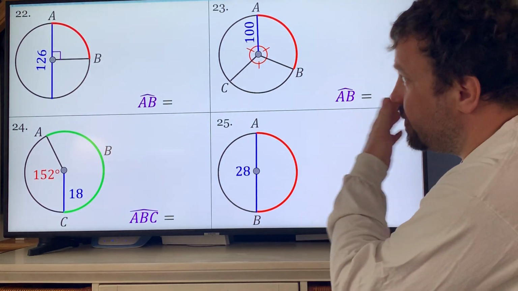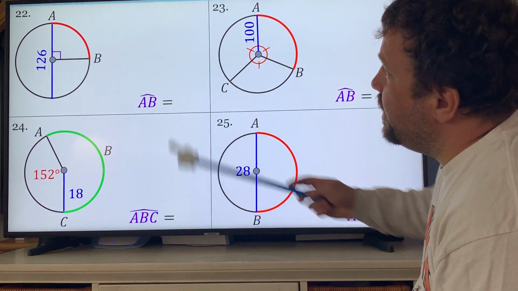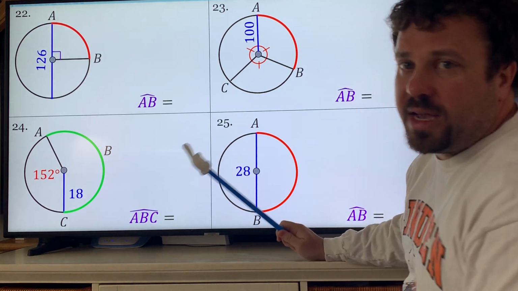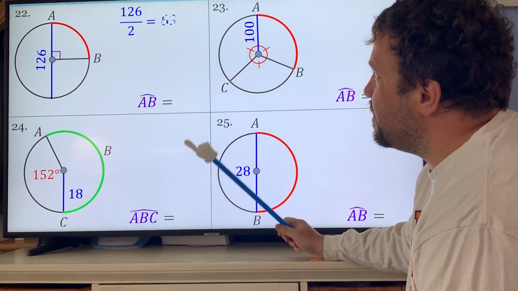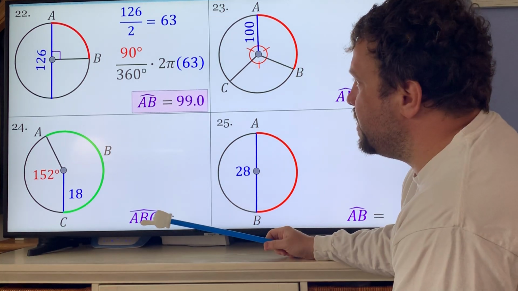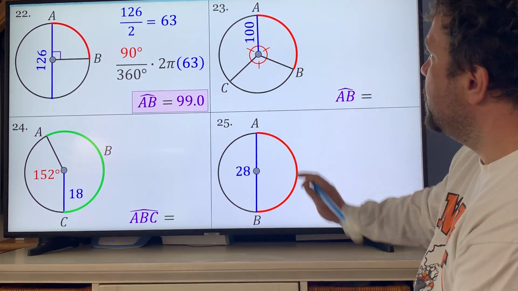All right. Hopefully you guys are done with these. All right. AB. 90 degrees. Well, that's 126. That's the diameter. We got to cut that guy in half. We're going to make him a 63. So 90 over 360 times 2 pi 63. Should have got 99.0.